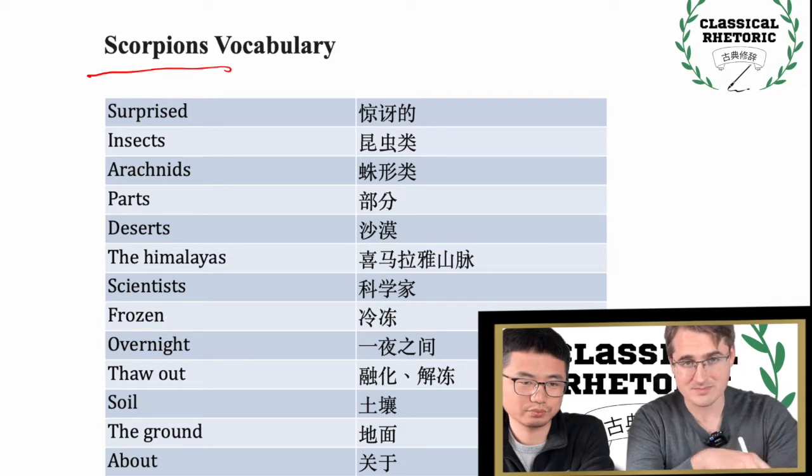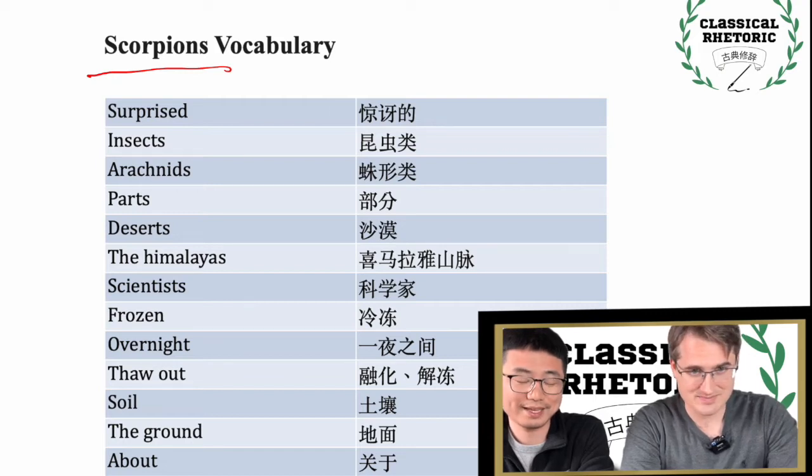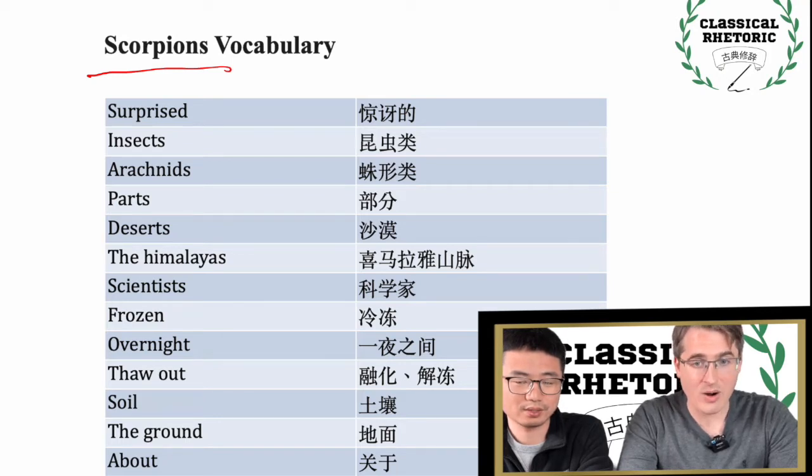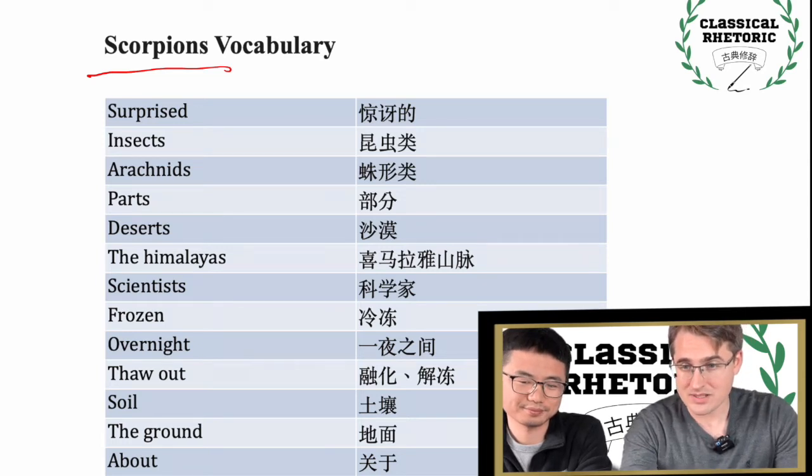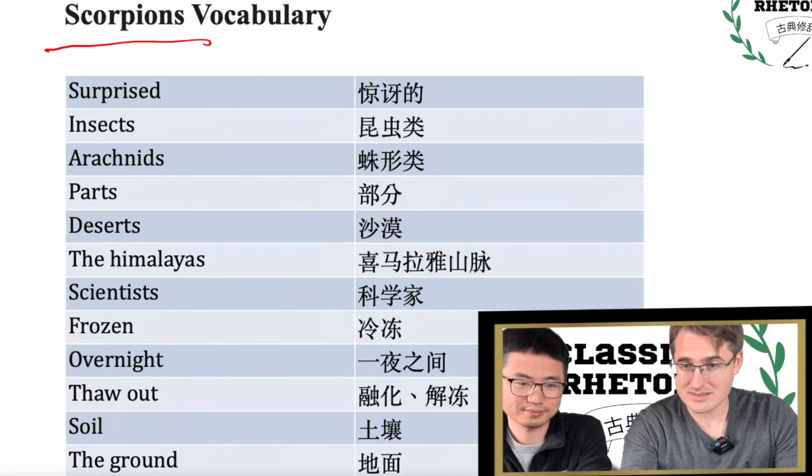Okay. Let's go through that list one more time, and then I will ask each student to give me a definition. So one more time. Surprised. Insects. Arachnids. Parts. Deserts. The Himalayas. Scientists. Frozen. Overnight. Thaw out. Soil. The ground. About.